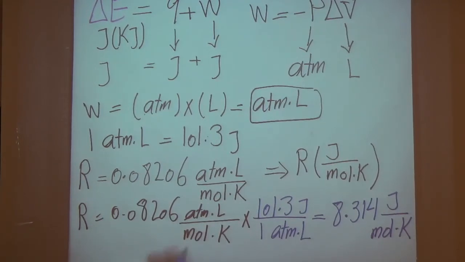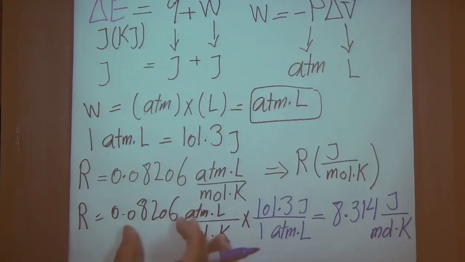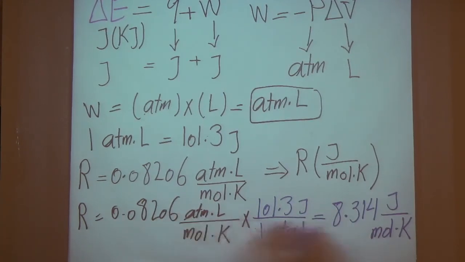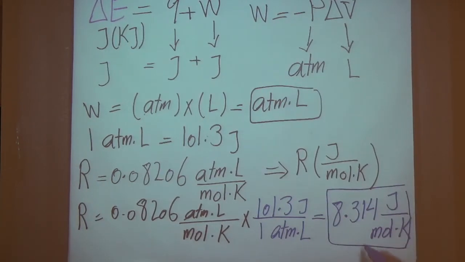If you multiply this number by that one, 0.08206 multiplied by 101.3, it will be 8.312 or 313. Why? Because we're not using the exact number of R or the conversion factor. The conversion factor maybe has some small numbers there, but if you go with more digits, that's the final answer, and that's the correct answer for it.